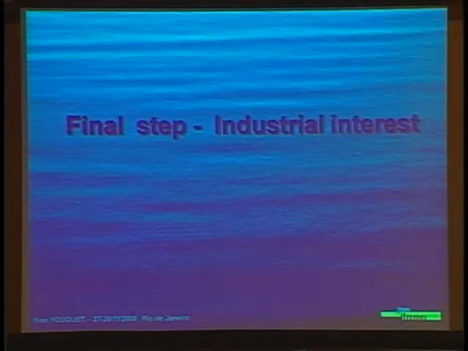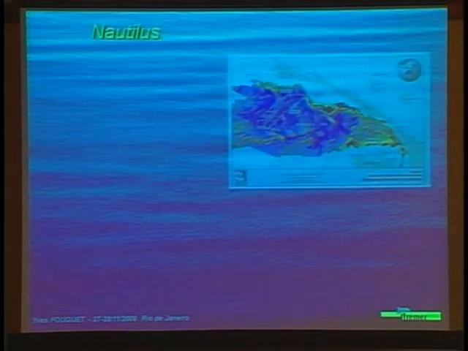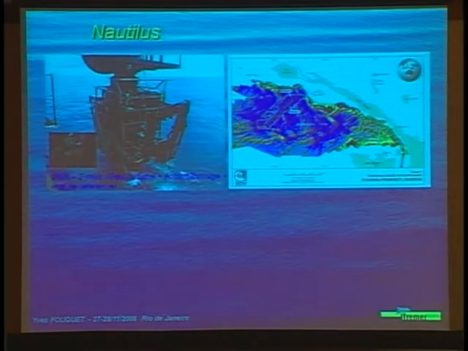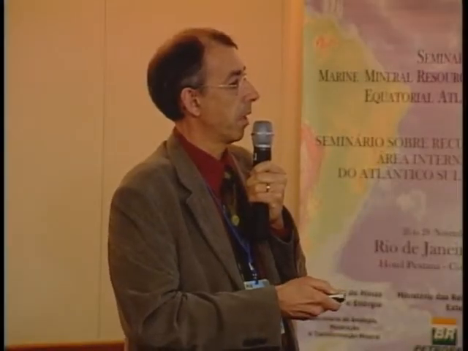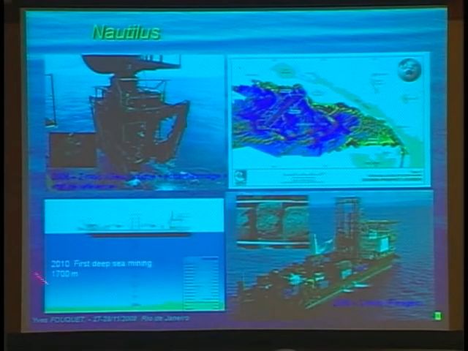And the final step may be the industrial interest, and the Nautilus company in the southwestern Pacific. So they used the same tools, but with a different objective, on the Manus Basin here near Papua New Guinea. And they use ROVs. They use a drilling ship to collect cores from the seafloor. And they are now planning to build a ship to mine this deposit by 2010.